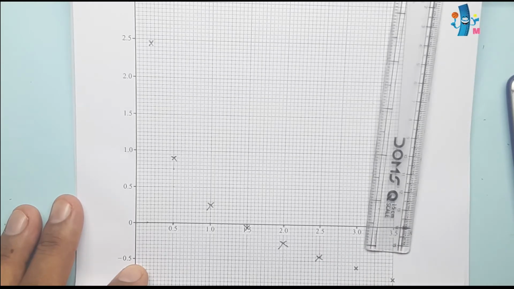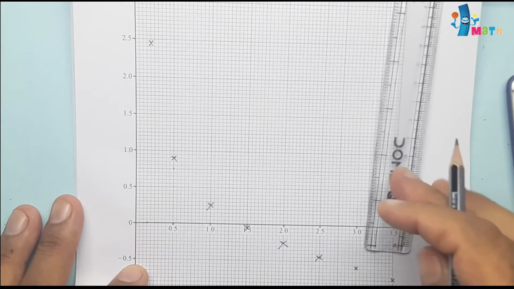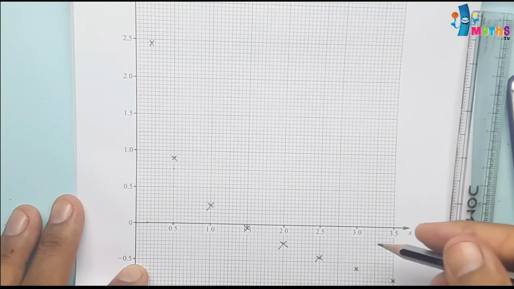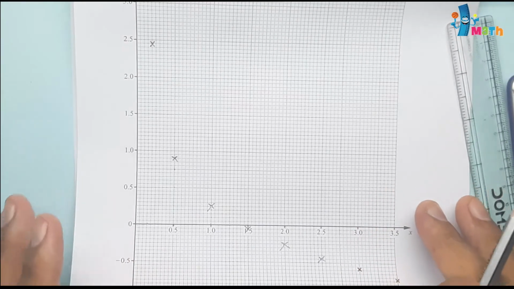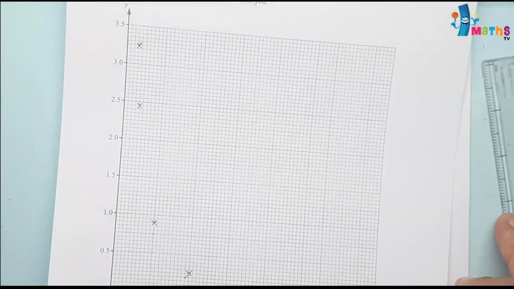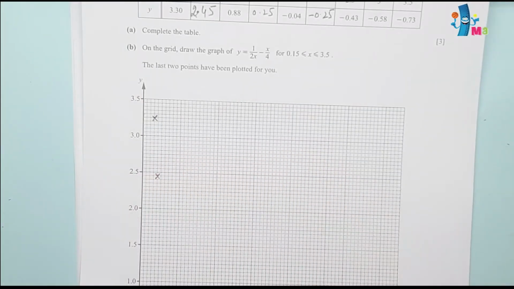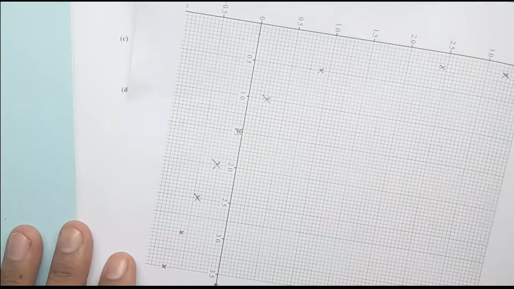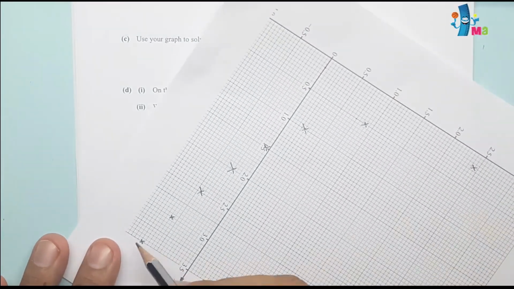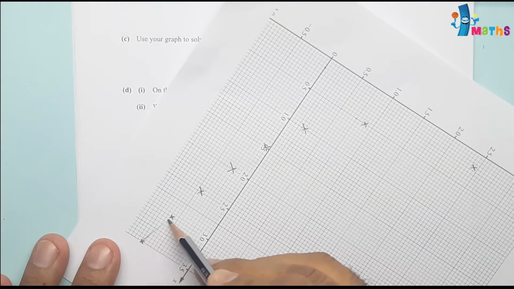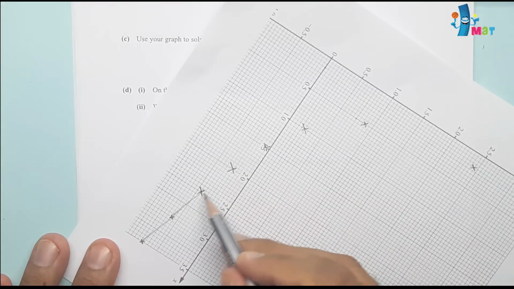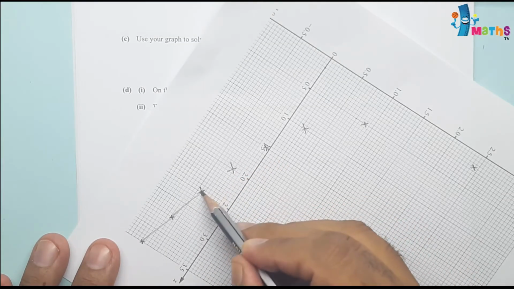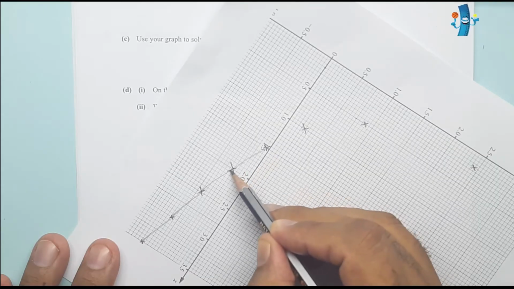Then comes 3. The rest of the 2 marks they have already provided. Last 2 points have been plotted for you, so now we have to draw the graph freehand, like this. We'll be drawing a freehand curve, and it will be like this.